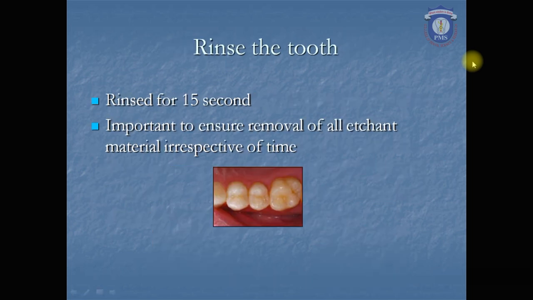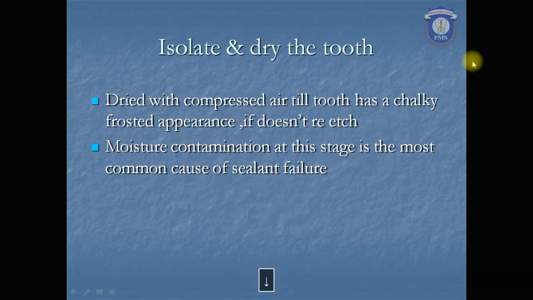Rinse the tooth. Rinse for 15 seconds. It is important to ensure removal of all etchant material irrespective of the time. Isolate and dry the tooth. Dry with compressed air till the tooth has a chalky and frosted appearance. If it doesn't, you have to re-etch again. Moisture contamination at this stage is the most common cause of sealant failure.